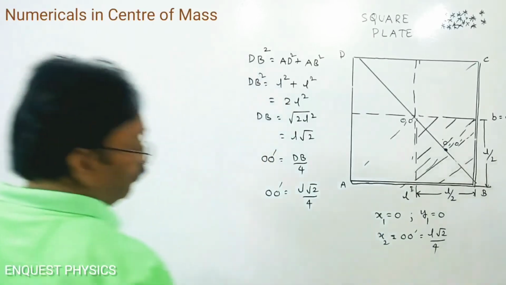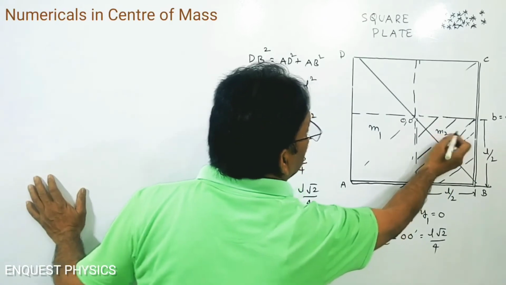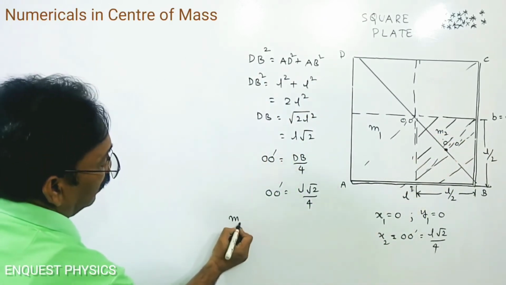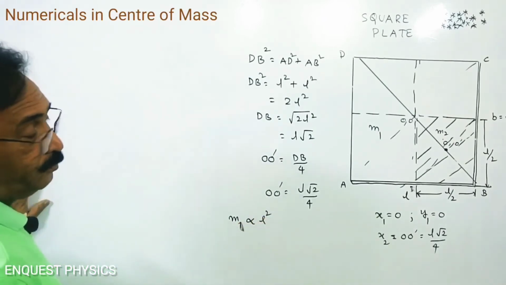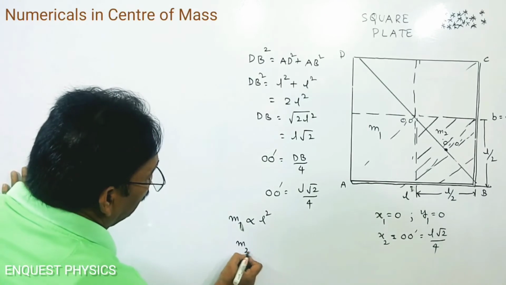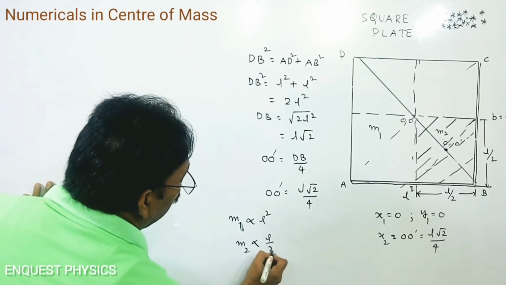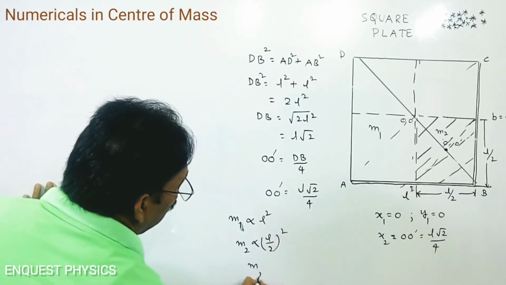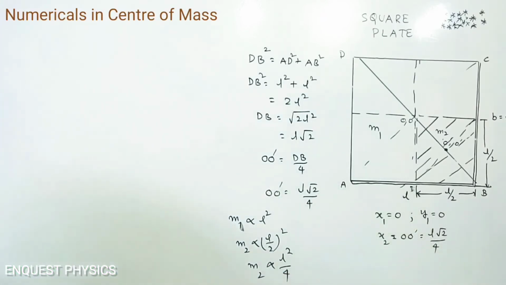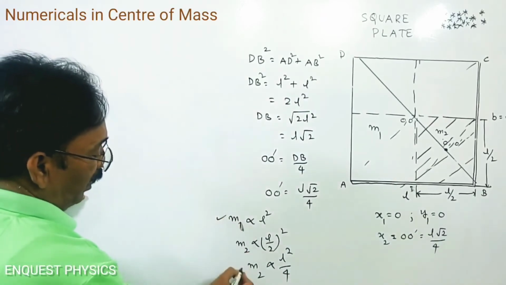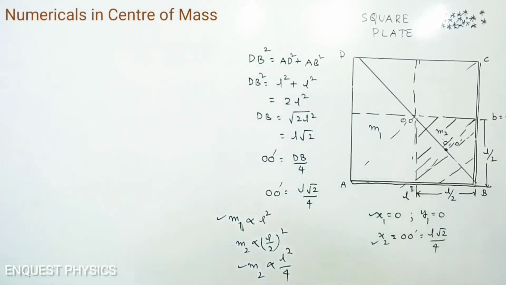Let's take the mass first. This one, after removing, say it is m1 and it is m2. m1 is directly proportional to area L squared, and m2 we have to find is proportional to, see this, L/2 and L/2, L/2 whole square, that is m2 is proportional to L squared by 4. Okay, students, we had m1 and as well as the m2 and x1 and x2. Next we have to substitute the values in.